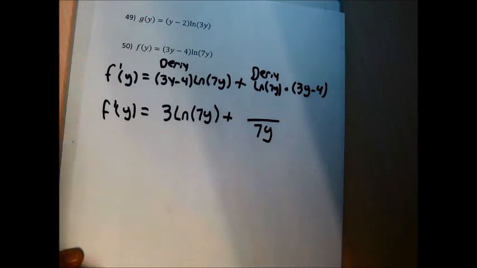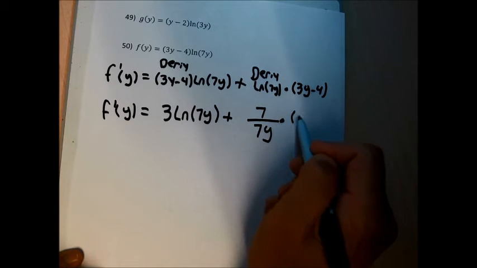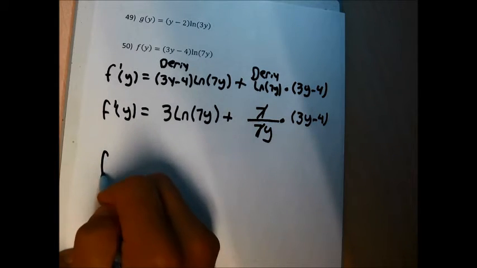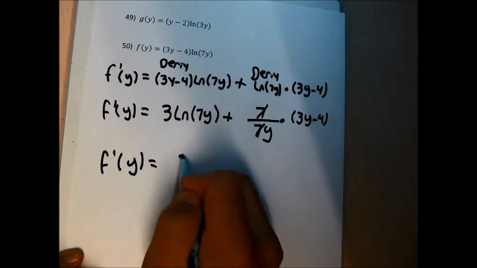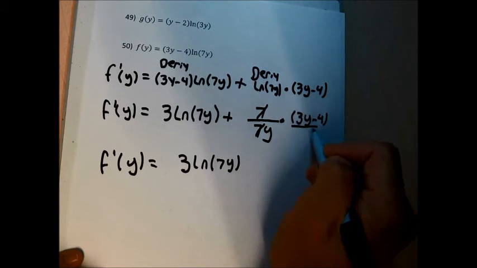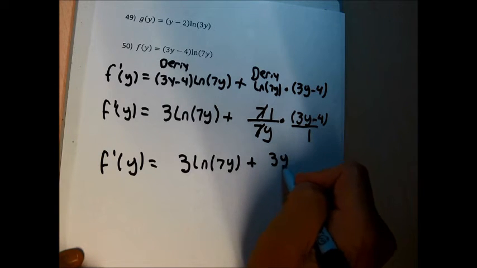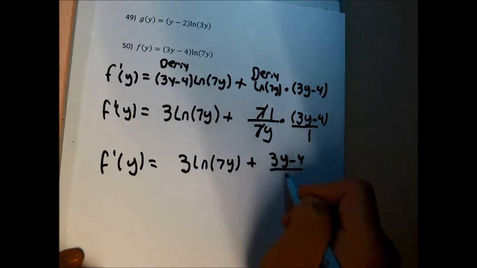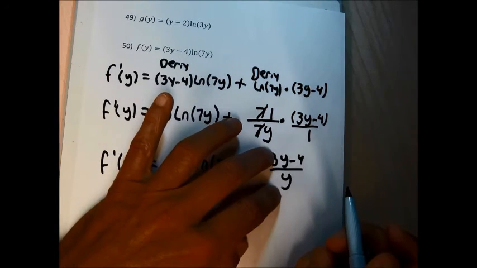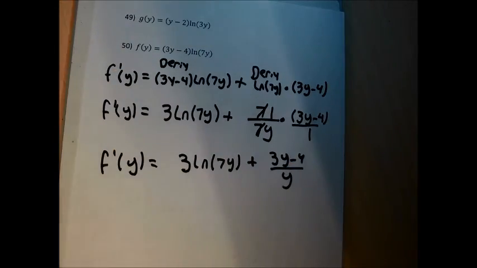You have a 7y in the denominator. The derivative of 7y, which is 7, goes in the numerator, times 3y minus 4. The 7's are going to cancel. I get f prime of y equals 3 times the natural log of 7y plus, if I consider this over 1 and this 1, I'd go 1 times 3y minus 4 is 3y minus 4. Y times 1 is y. I'm not going to go any further because there's no common factors now. I can't reduce that fraction. You can't cancel those y's because there's a subtraction in that numerator. There isn't a common factor.